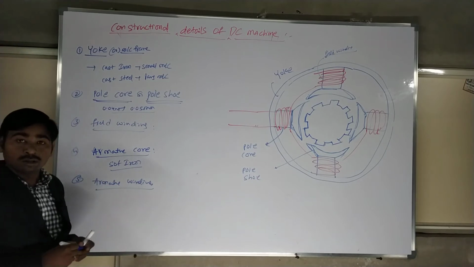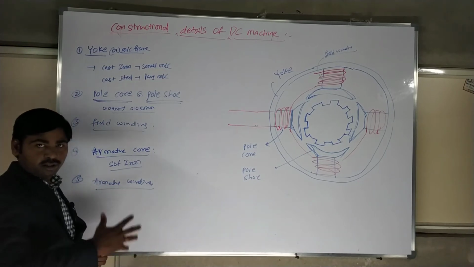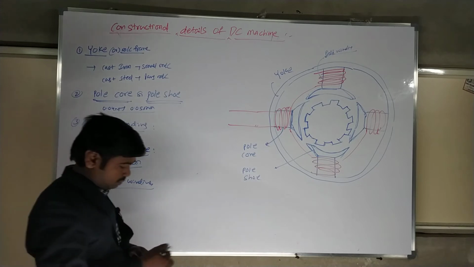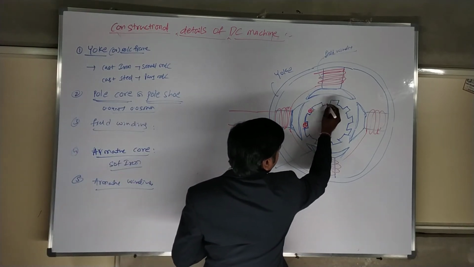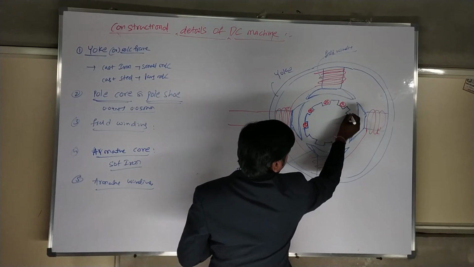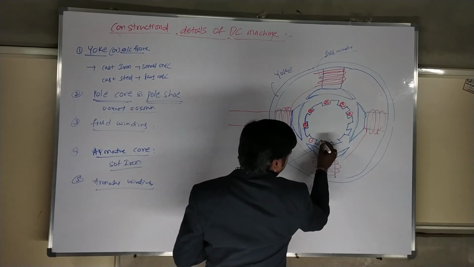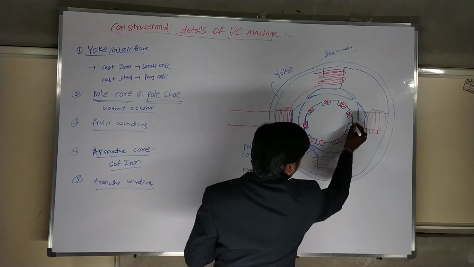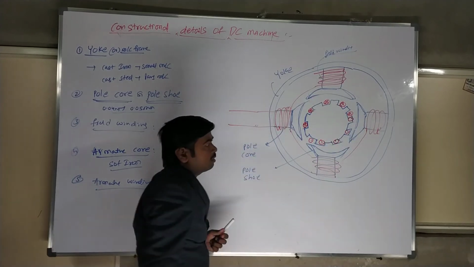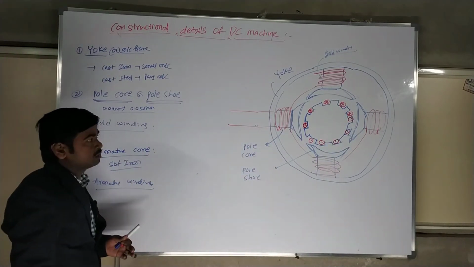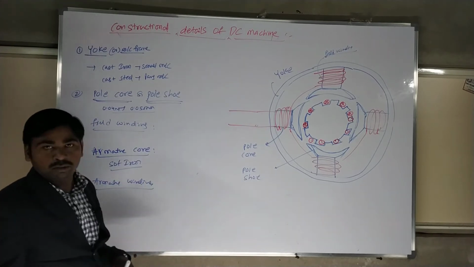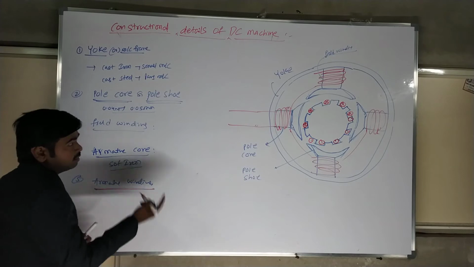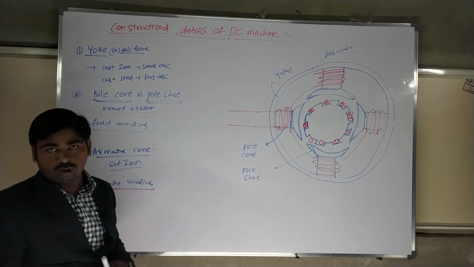Armature winding means the armature conductors we keep over here in the armature slots. See how to keep the conductors in your slots here. Like this, we accommodate the conductors over here. It means the conductor goes and comes, goes and comes. Like this, the conductor we have to keep over here. That's called armature winding, kept in the armature slots.